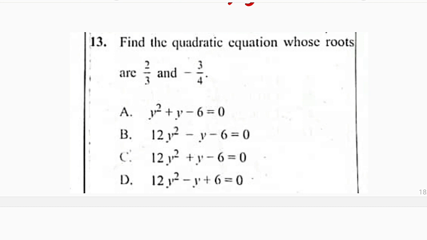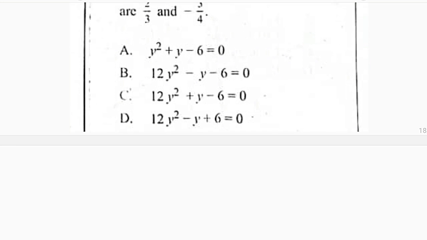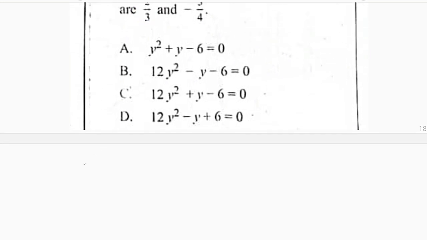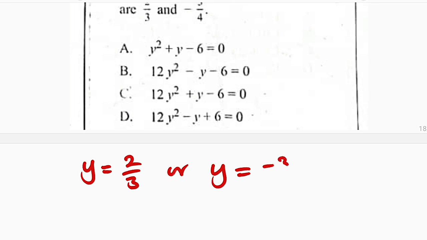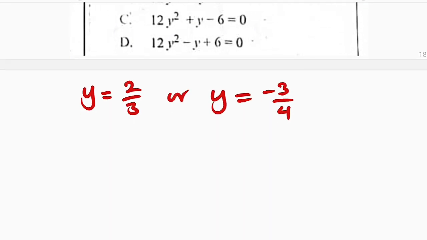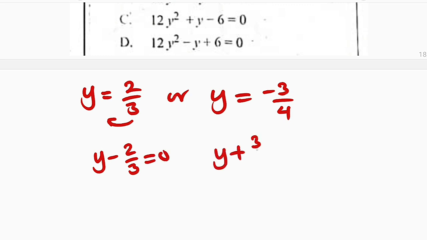Since these are roots, we can convert them into factors. So to transform this into a factor, what does this mean? It means y is either equal to 2 over 3 or y equal to negative 3 divided by 4. These are the two roots given to us. So to transform them into factors, if you take this one in, it becomes negative, right? We have y minus 2 over 3 equal to 0. And here we have y plus 3 divided by 4 equal to 0.